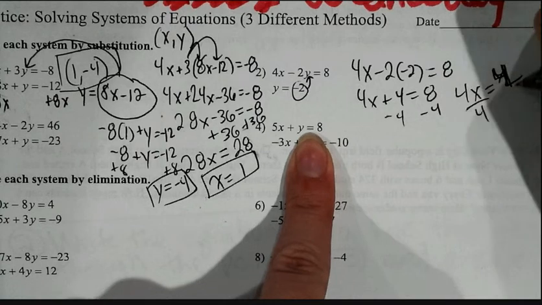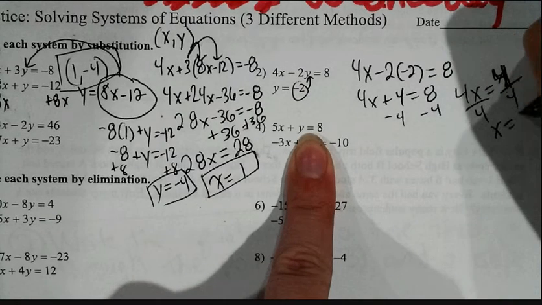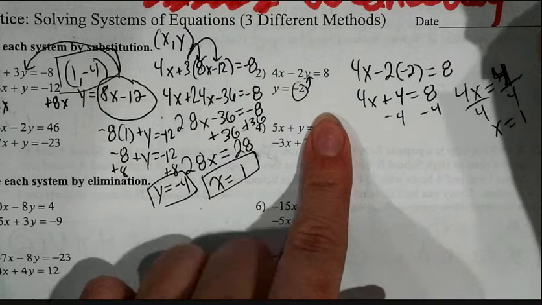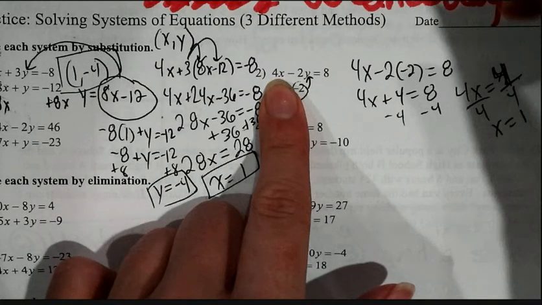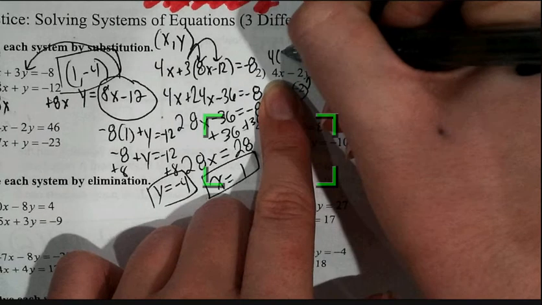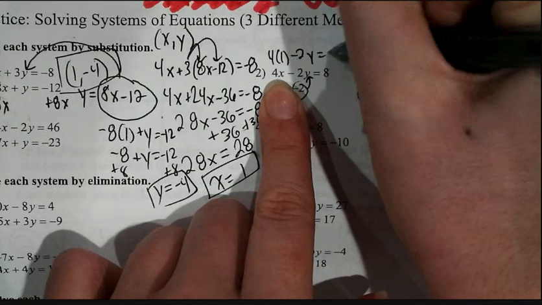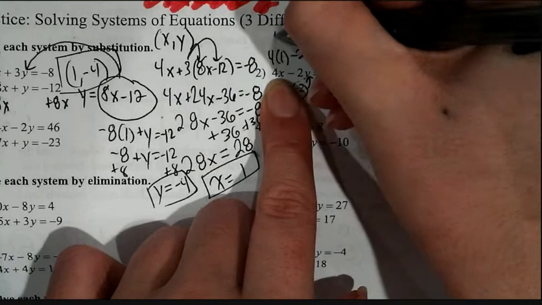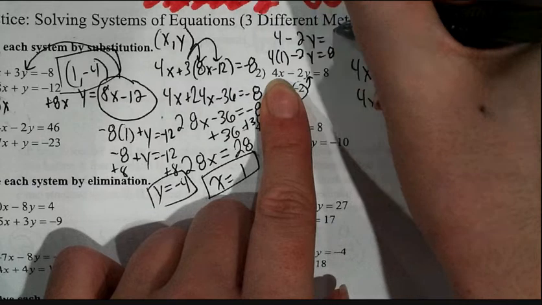I'm going to divide by 4 on both sides. x equals 1. So x equals 1. I'm going to put it back in here. I'm going to do 4 times 1 minus 2y equals 8 to solve for y. So I get 4 minus 2y equals 8.